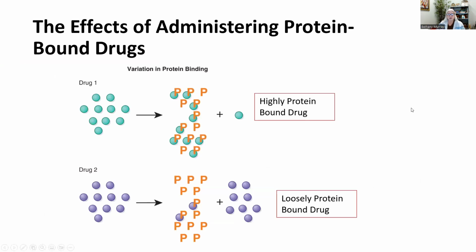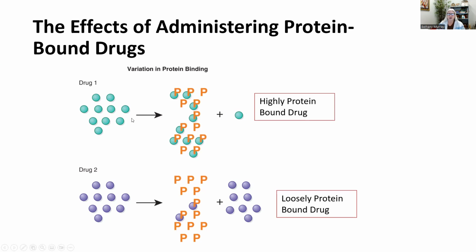So we can look at this illustration to get a better understanding of that. Here's drug 1, which is highly protein bound. The P represents protein molecules in the patient's diet. This highly protein-bound drug gets caught up with these protein molecules and is less available for a target organ. But if you look at drug 2, which is a loosely or poorly protein-bound drug, it's not going to stick to those protein molecules or get bound up with them. So there will be more drug available.